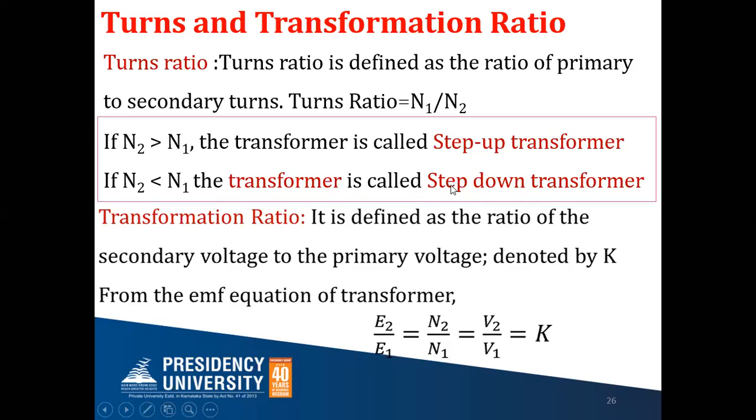So according to the function of the transformer, we can divide it into two: step up and step down. In a step up transformer, N2 will be greater than N1. In a step down transformer, N2 will be less than N1. According to the shape of the core, we can divide the transformer into two: core type and shell type. Here, according to the function of the transformer, it can increase or decrease the voltage level or current level. So we can divide the transformer into two according to its function, as step up and step down.